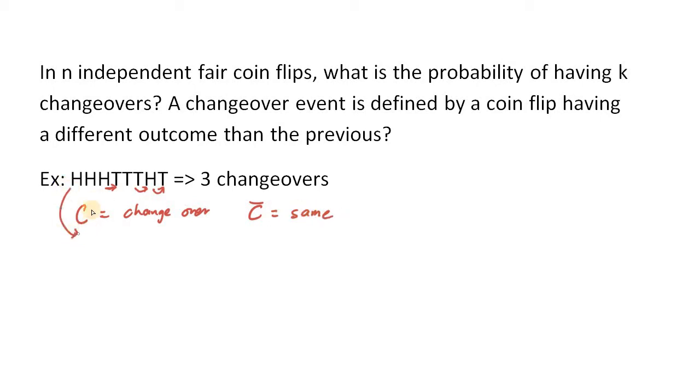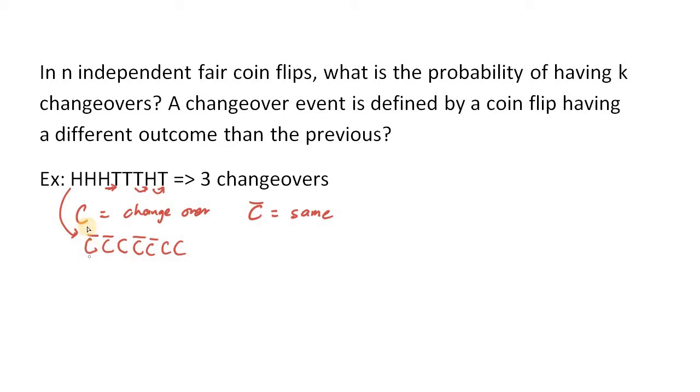So if we encode the above example, we always start with H, so there can never be a changeover event on the very first step, but the second H will basically be a no change, third H be a no change, and when the tail happens, that's a changeover event. And again, no change, a change, and a change.